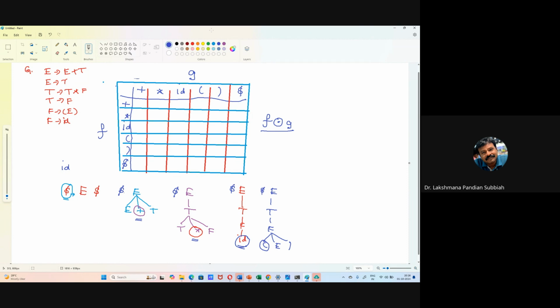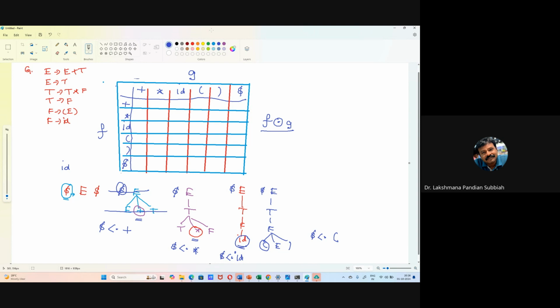Now we are finding the relation between this dollar and the next symbol. This dollar is at one level of the tree, and this is the next level. The next level has higher precedence. So the dollar has less precedence than plus, less precedence than star, less precedence than id, and less precedence than open bracket.